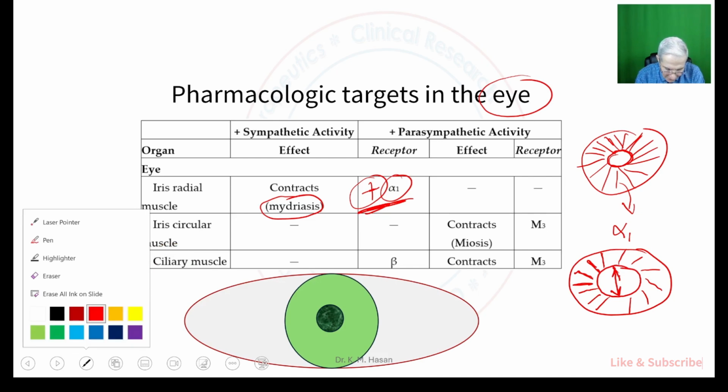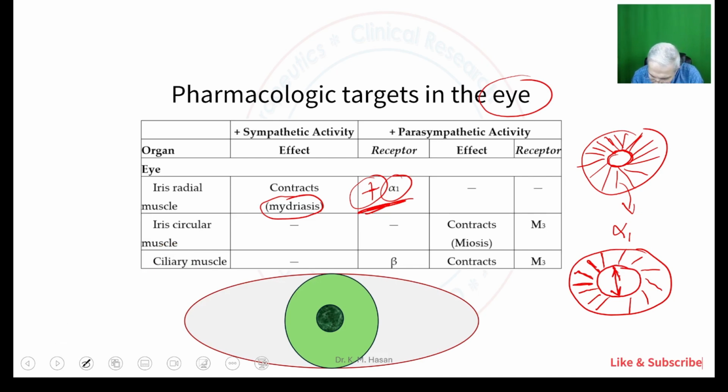Okay, moving to the second one, the circular muscle, because they found later on we have circular muscle in the eye. And this circular muscle is innervated by M3 receptor. M3 receptor stands for muscarinic receptor, parasympathetic system. So if you activate the parasympathetic system, this will activate M3 receptor.